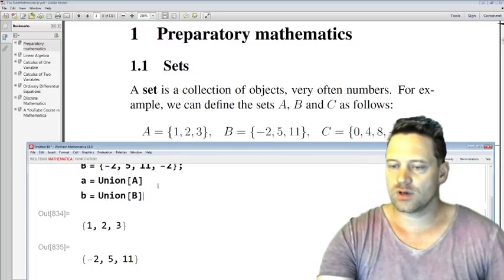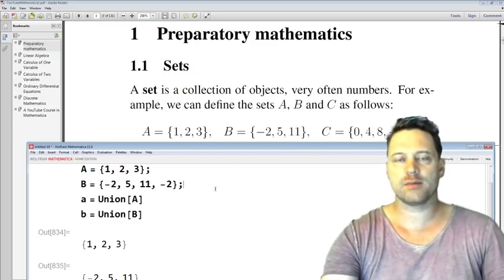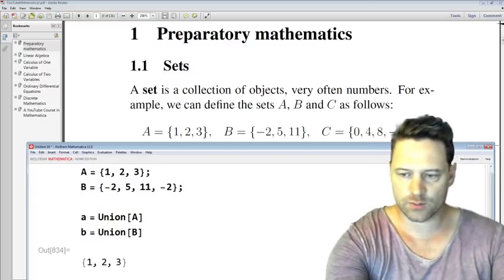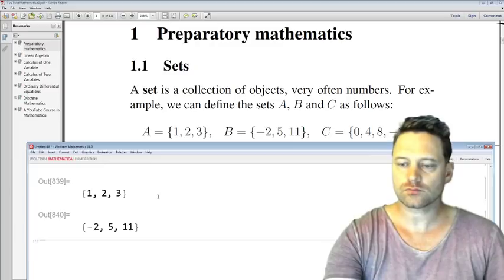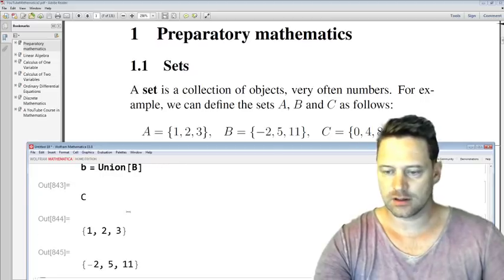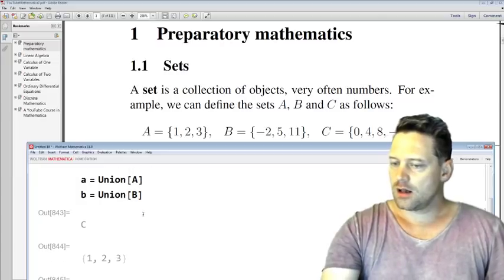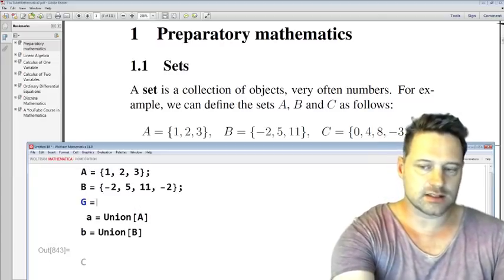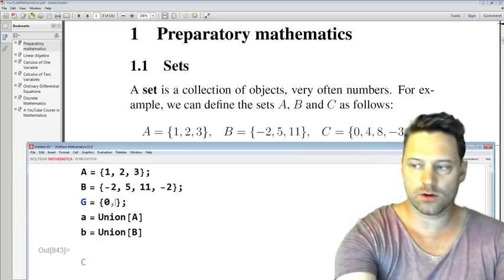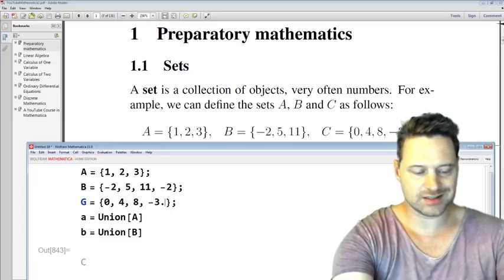Now, we may as well enter the last one, but C in Mathematica is protected. Can we see what C is? No. What about a numerical value of C? No. Anyway, C is protected. So let's call it something else. Let's call it G. That looks a little bit like C. So we have 0, 4, 8, and -3.6.